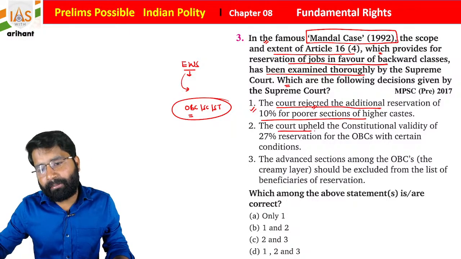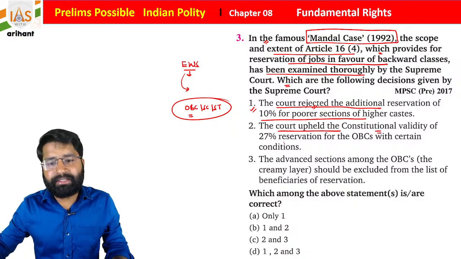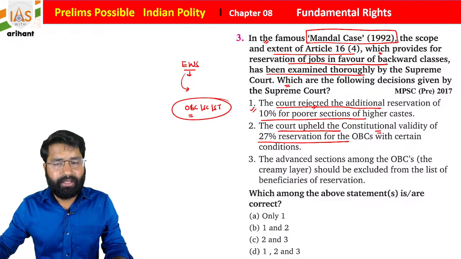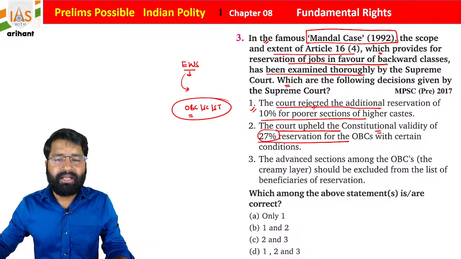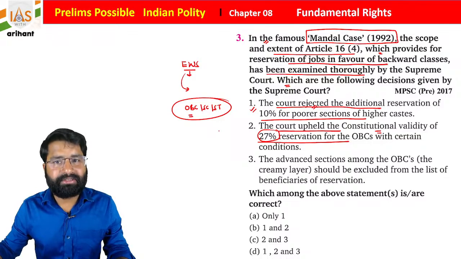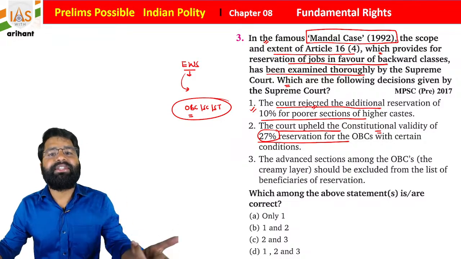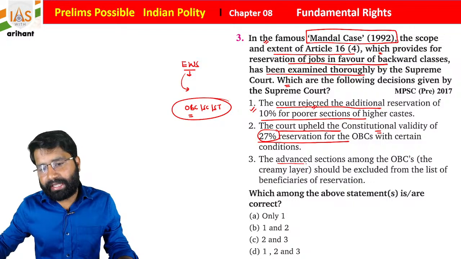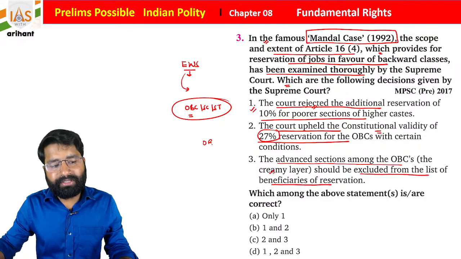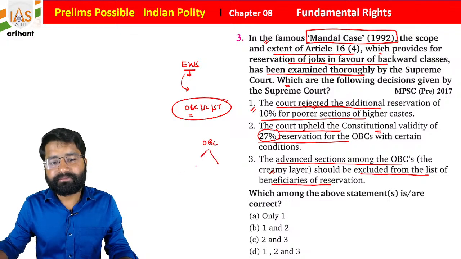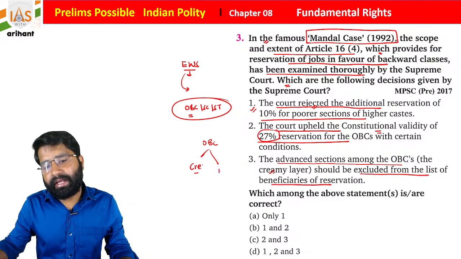So the court upheld the constitutional validity of 27% reservation for OBC with a certain condition. Okay, so 27% reservation is provided to the Other Backward Classes, but as you know, because of the caste census in Bihar, this reservation is increased. The advanced section among the OBCs, that is the creamy layer, should be excluded from the list of the beneficiaries of reservation. So OBCs have two types of list. What? Creamy layer and non-creamy layer.